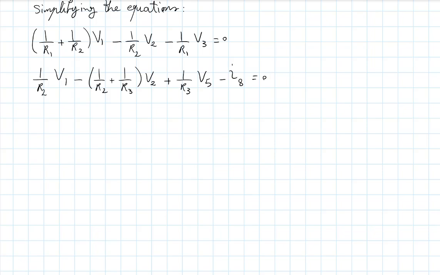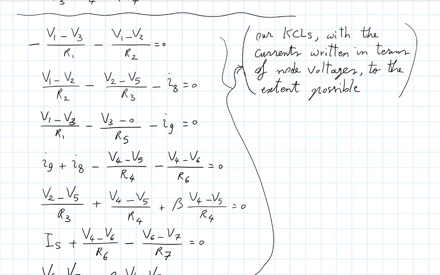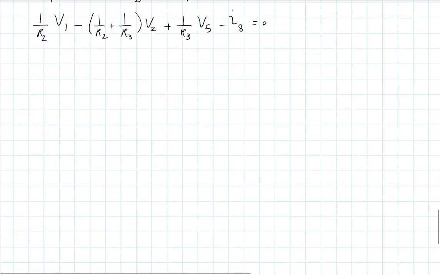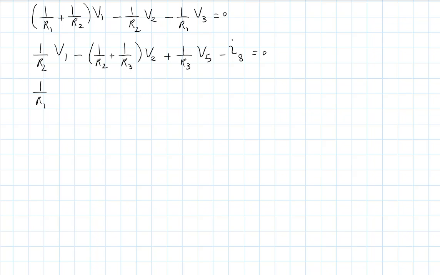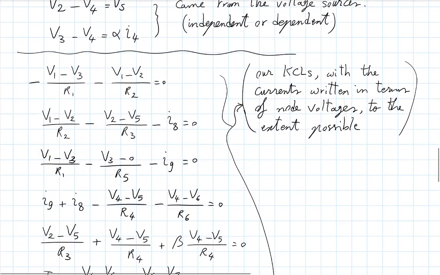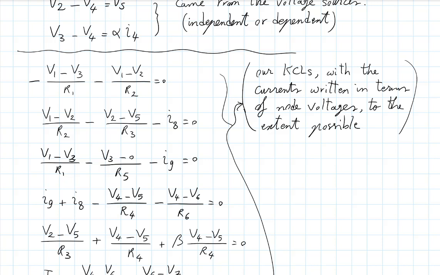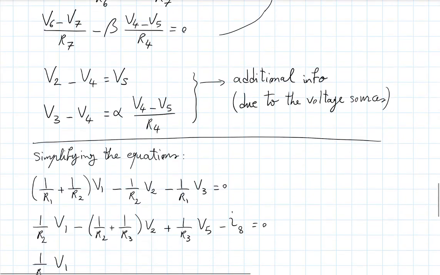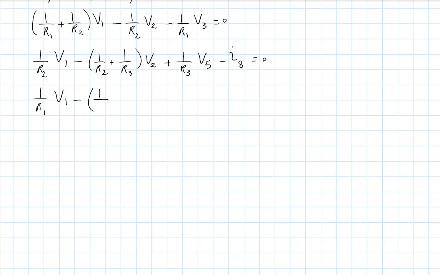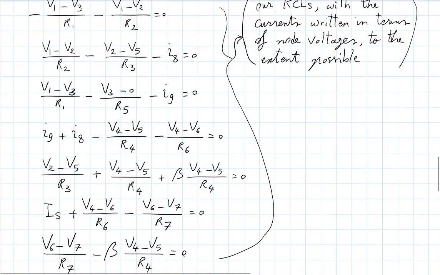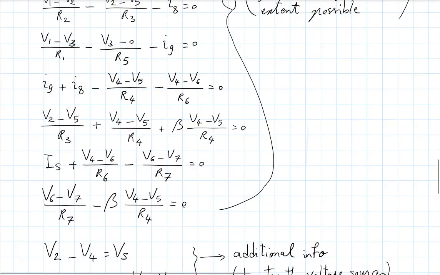Minus I8. Okay. Next one, V1 over R1. And then I have minus 1 over R1 plus 1 over R5 times V3. Minus I9.